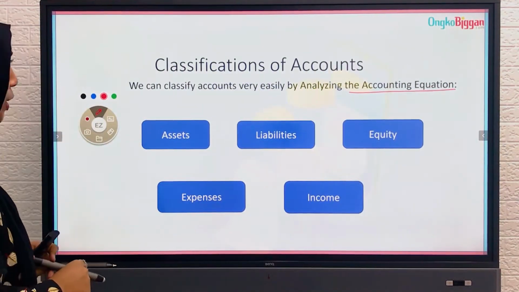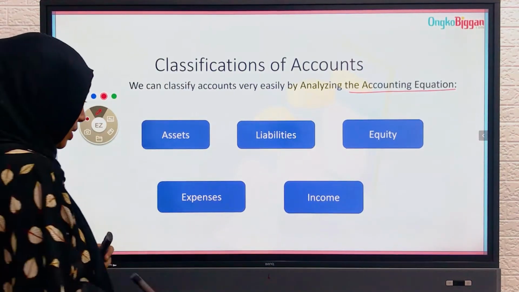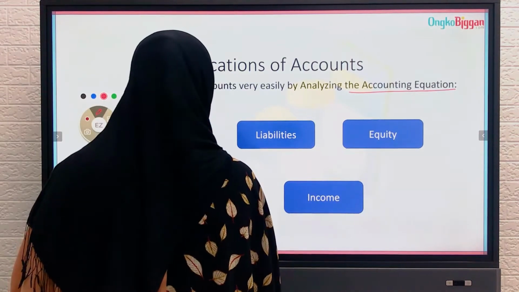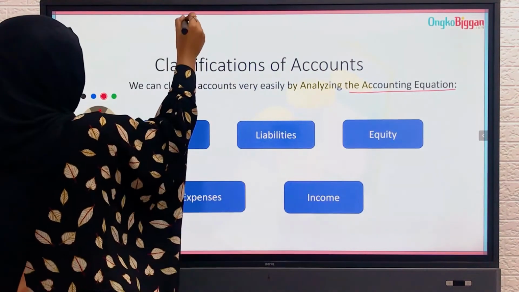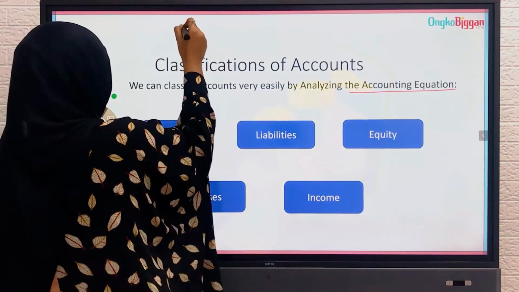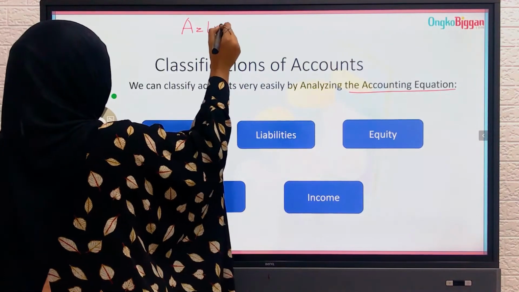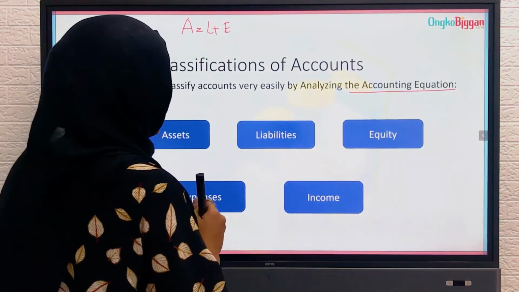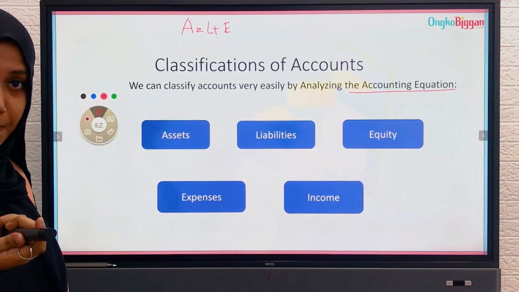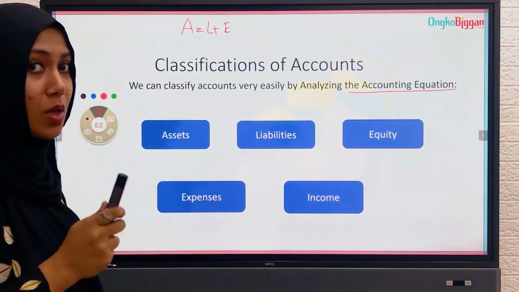So as we all know, the proper accounting equation is A equal to L plus E, right? I'm writing it over here. A equal to L plus E. A means assets, L means liability, and E means equity. And I also told you there is an extended version of this accounting equation.